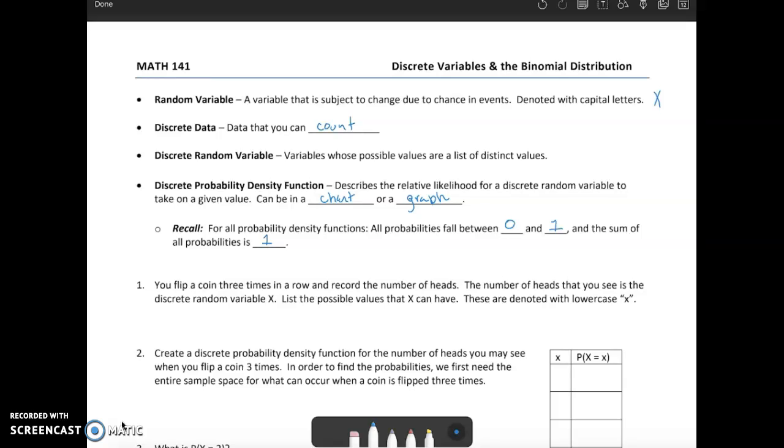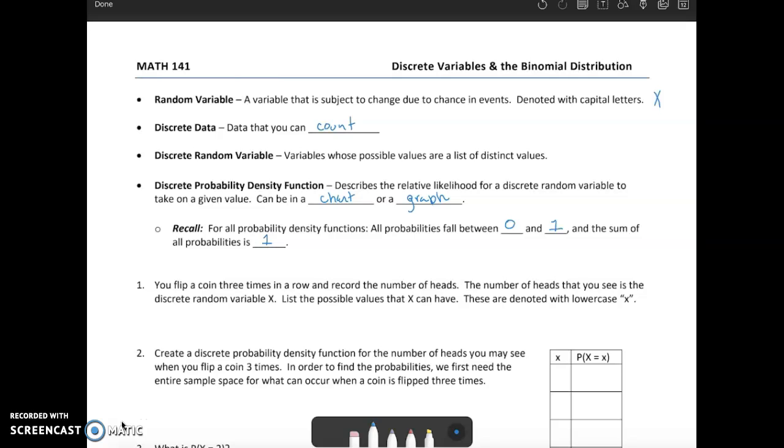We are now just getting very specific. The type of probability density function we're talking about is a discrete one. So here's our first example. It says, you flip a coin 3 times in a row and you record the number of heads. The number of heads that you see is the discrete random variable capital X. List all of the possible values that X can have. These are denoted with lowercase x's.